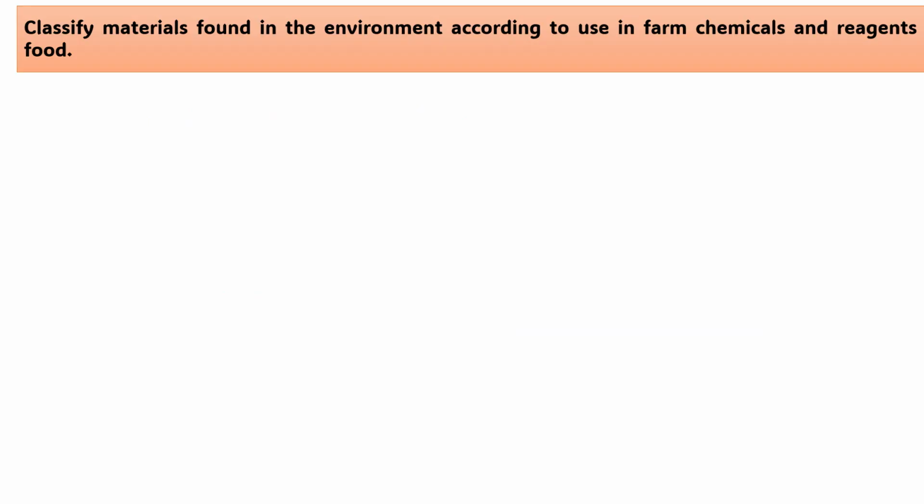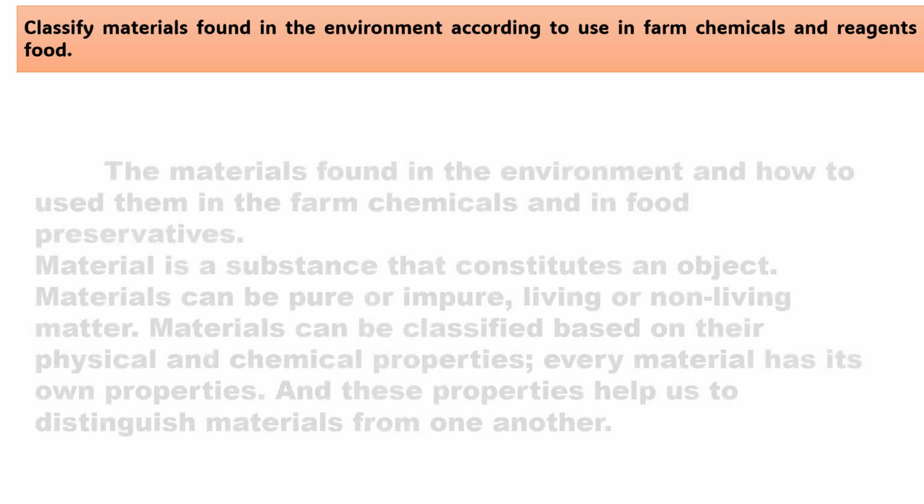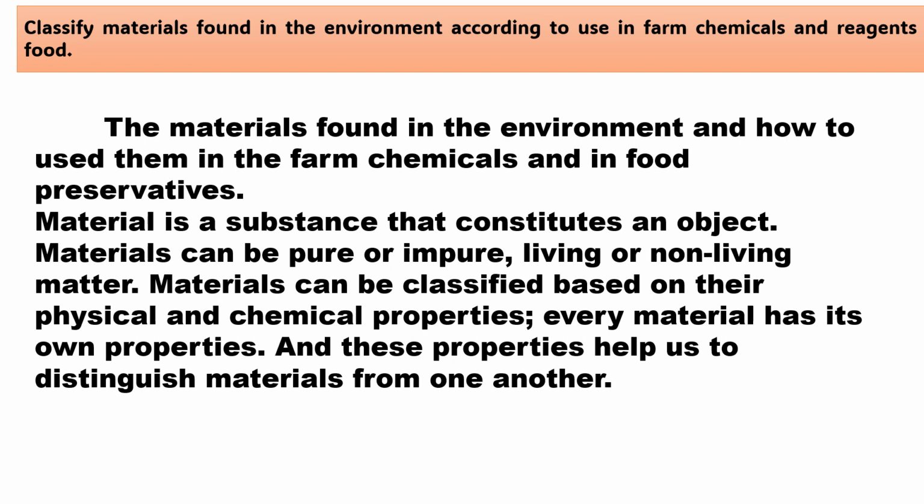Today we are going to discuss how to classify materials found in the environment according to their use in farm chemicals and food preservatives. A material is a substance that constitutes an object.